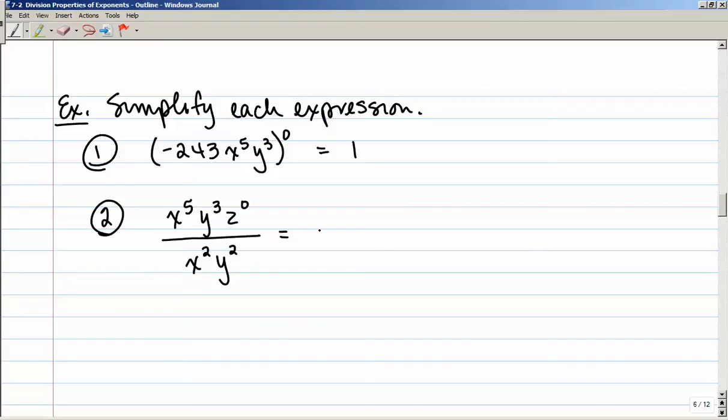X to the 5th divided by x squared, x cubed. Y to the 3rd divided by y squared is going to give me y to the 1, or 1. And y to the 1, and z to the 0 is just 1. So I leave it like that.